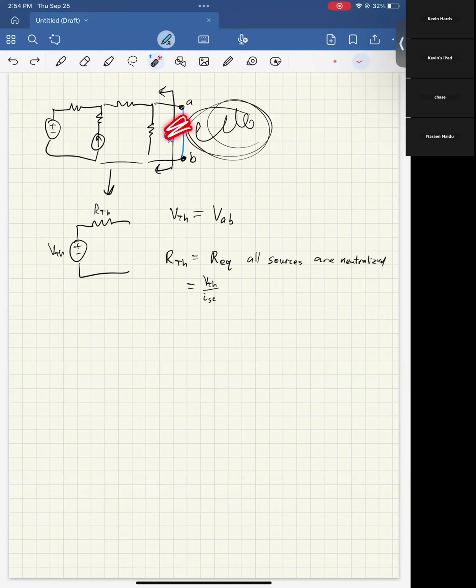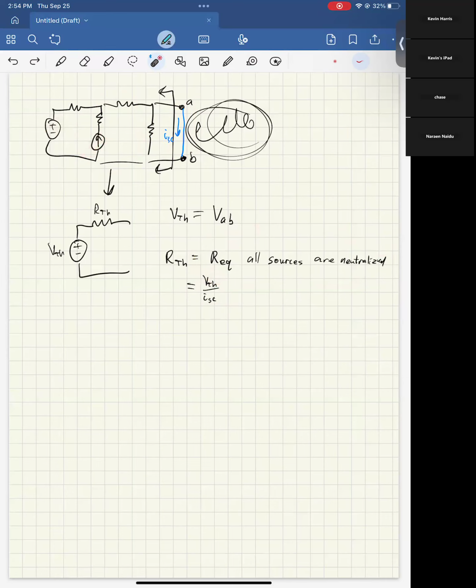So you'd solve the circuit once without this short there, and that's how you get your Thevenin voltage, which is from here to here. And then if you want to find the short circuit current, you would insert a wire here and then solve the circuit again and figure out what that current is. And then to find your RTH, you would divide the two. Usually though, you only really have to do this if there's a dependent source in here. It happens occasionally, but most of the time you can just neutralize all the sources and then combine all the resistors.